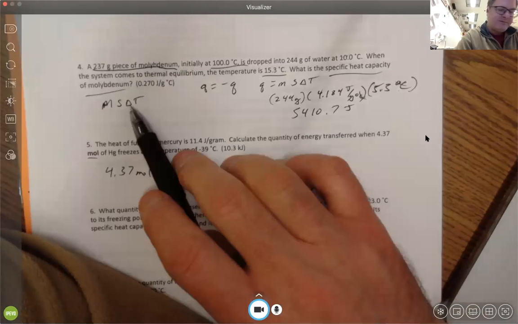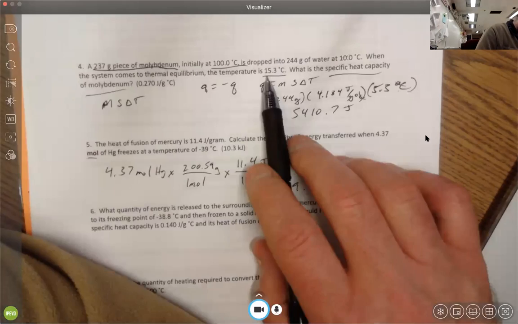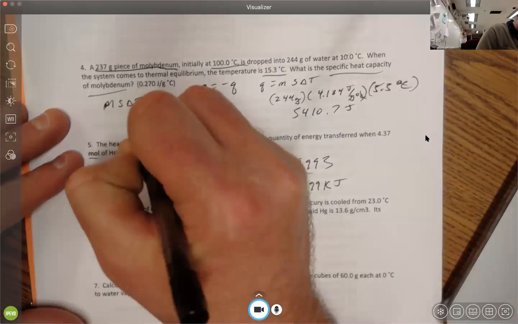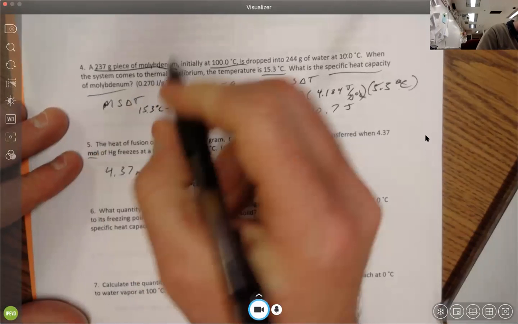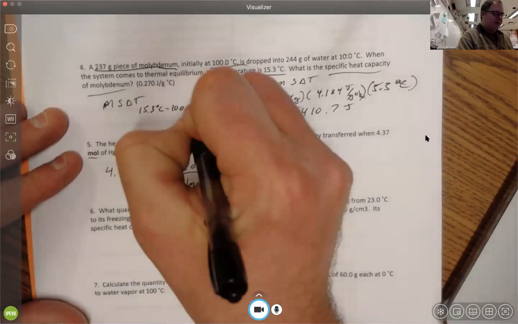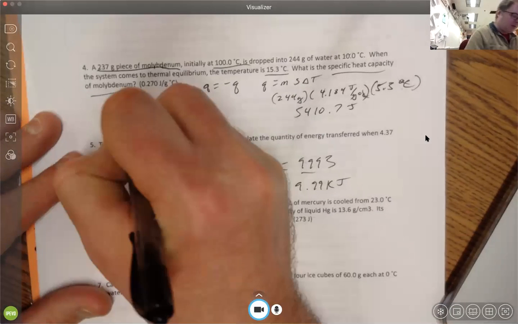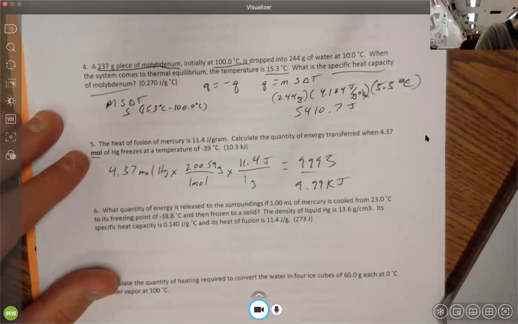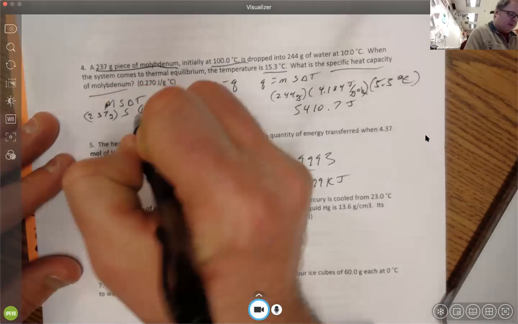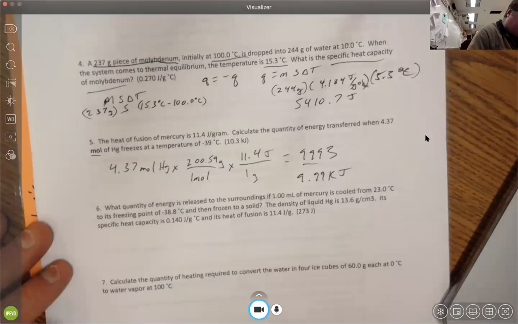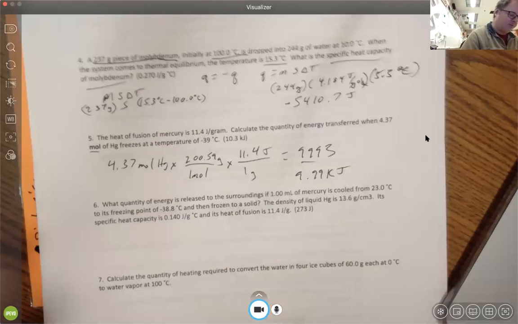Because the final temperature of this is 15.3, so 15.3 degrees Celsius minus the initial temperature, which is 100 degrees Celsius. The specific heat capacity of this, we don't know. That's what we're looking for. And the mass of this is 237 grams. So notice for this, we would want to make one of these negative, because when we subtract this, we're going to get a negative number.